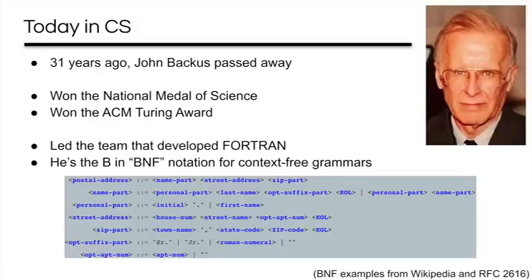But let's get started. So, as usual, I wanted to start with a little note about today, March 17, in CS history. 31 years ago today, John Backus passed away at 82 years old, and he was a computer scientist of some note. He was a winner of the National Science Medal and the ACM Turing Award and various other awards. He led the team that developed Fortran, which was the first really widely used programming language.